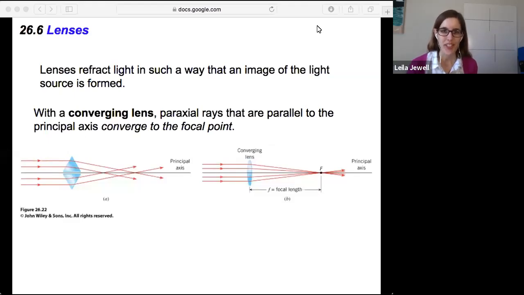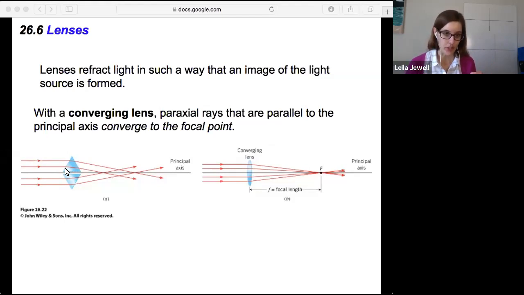Section 26.6, lenses. Lenses are usually pieces of glass, like prisms, that refract light in such a way that you're able to form an image of the source. We'll see two different types of lenses. One will be the converging lens, and for that, paraxial rays, so light rays that are close to the principal axis and parallel to it, converge to a focal point.